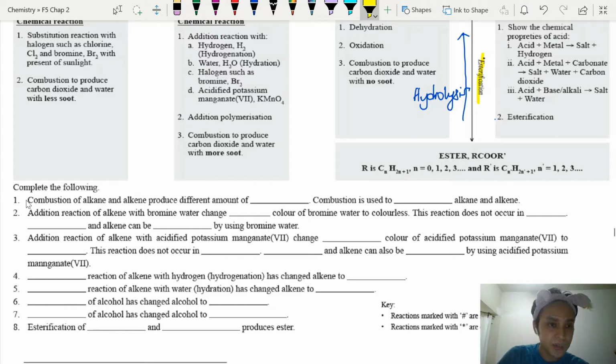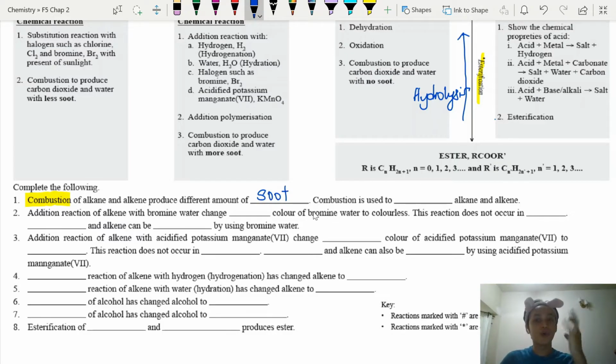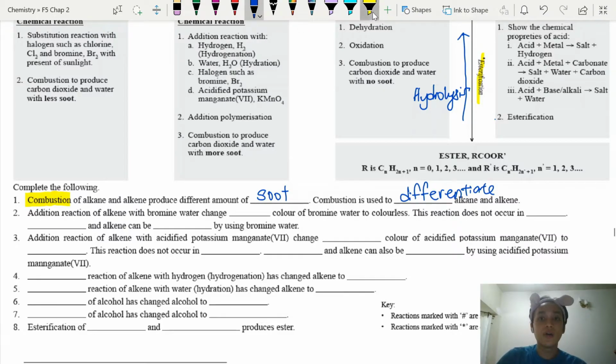Combustion of alkane and alkene produces different amounts of soot. Remember, they produce different amounts of black smoke. The one that produces more black smoke is the alkene, because the percentage of carbon is higher. So combustion is used to differentiate between alkane and alkene. Next, addition reaction. All alkenes undergo addition reaction, while alkanes undergo substitution reaction.